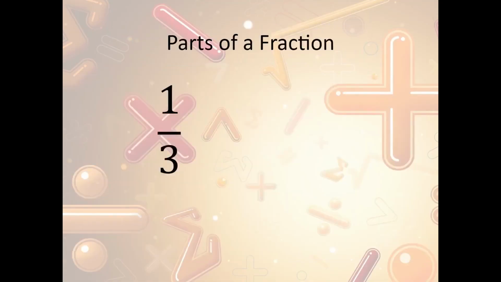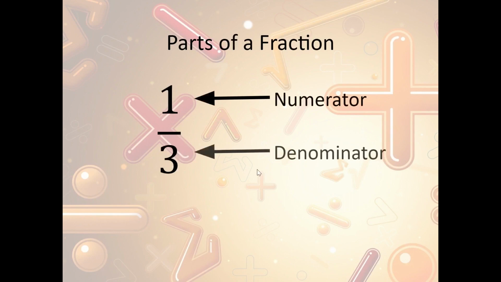Now let's talk about the parts of a fraction. We have a fraction here with 1 over 3. The top number we call the numerator. The bottom number we call the denominator.